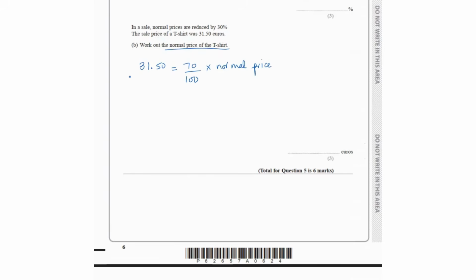If the reduction is by 30%, we always assume that the price exists as 100% initially. That 100% is always reduced or increased depending on what's happening in the question. Since there's a 30% reduction, 100 minus 30 is 70, which means the sale price is 70% of the normal price. So to find the normal price, we'll do 31.50 times 100 divided by 70, which is going to give us 45. So 45 euros was your original price before the reduction.